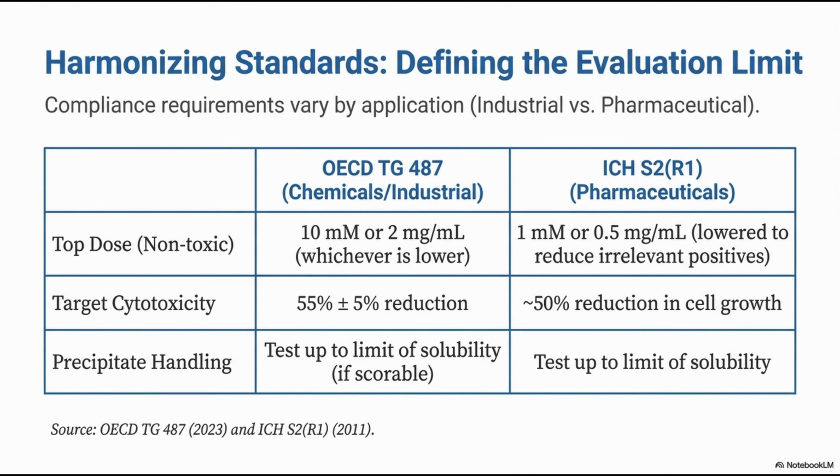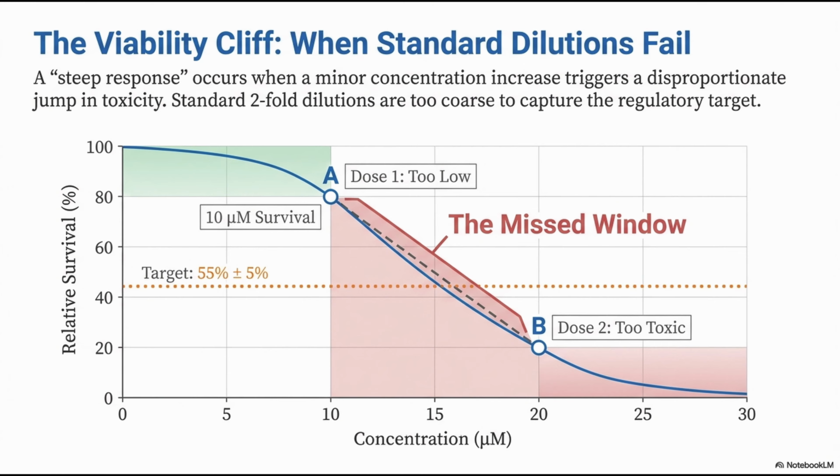OECD TG487 allows up to 10 millimolar or 2 milligrams per milliliter with a target of about 55% cytotoxicity, while ICH S2R1 caps testing at 1 millimolar or 0.5 milligrams per milliliter with a target near 50%. Both permit testing to the solubility limit if precipitation does not interfere with scoring, reflecting ICH's emphasis on minimizing irrelevant positives. The viability cliff describes a sharp transition where small concentration increases cause dramatic jumps in cytotoxicity.